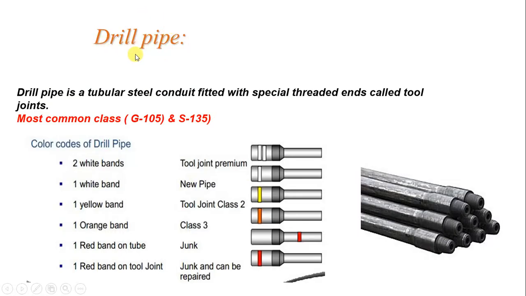So number one, the component number one in the drill string, the uppermost, is called the drill pipe. What is the drill pipe? Actually, the drill pipe is a tubular steel conduit fitted with special threaded ends called tool joints. Special threaded means it could be, for example, 4.5 IF, 3.5 IF, XT39, XT54, meaning different threads. Okay, this thread has a limitation in tension mode, to apply tension.